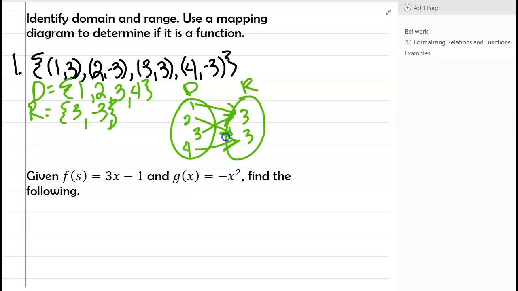Mapping diagrams are nice because it's really easy to tell by looking at the mapping diagram whether it's a function or not. Remember, if it's a function, everything in your domain has to be mapped to exactly one thing. Everything in this bubble can only have one birthday. Is this a function? Yes. If you're not sure, what about the 3 and the negative 3? That's like 1 and 3 sharing the same birthday. People have the same birthday all the time, right? That's fine. This would be a function.